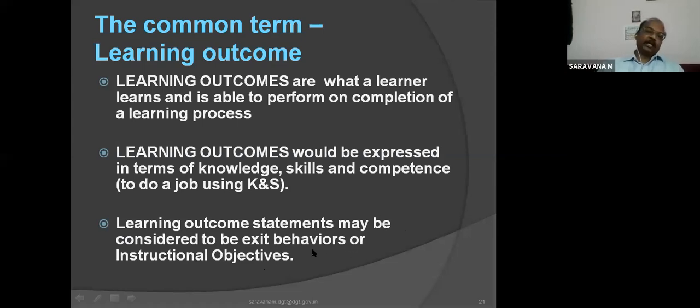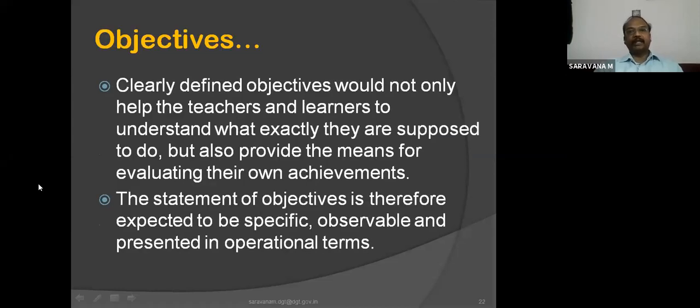Exit behavior means the behavior after completion of a particular lesson or a particular demonstration. We can also call it after completion of a particular course, a 1 year course or 2 year course or any short-term course. The exit behavior is considered as instructional objectives or learning outcome. So I hope you have got very good information and explanation about learning outcome, which is very important for our CTS and CATS, NSQF based syllabus and training learning activities.